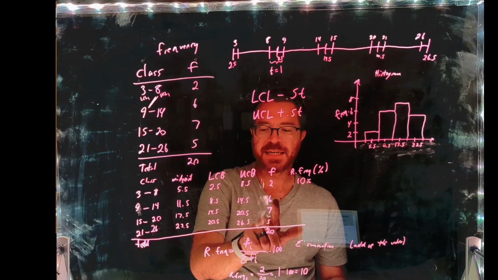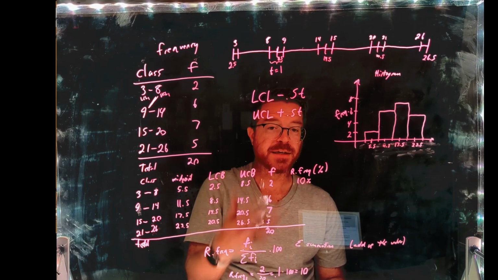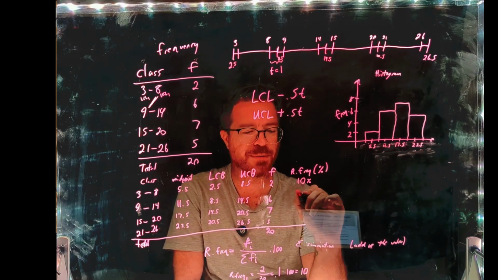Okay, next one, 6. 6 divided by 20 is going to be 3 over 10, or 30%.